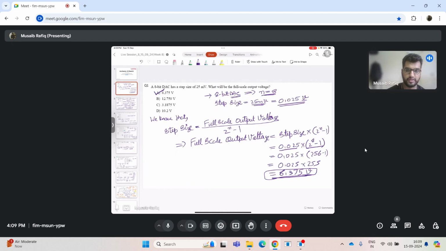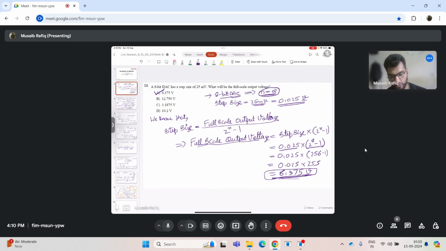The first question of today's live session had an 8-bit DAC with a step size of 25 millivolts, and we were required to find the full scale output voltage. So n is equal to 8 and step size was 25 millivolts, that is 0.025 volt. We know that step size is equal to full scale output voltage divided by 2 raised to power n minus 1. So full scale output voltage is equal to step size times 2 raised to power n minus 1. Step size was 0.025 multiplied by 2 raised to power 8 is 256 minus 1 is 255. So 255 multiplied by 0.025 gives the answer, that is 6.375 volts.